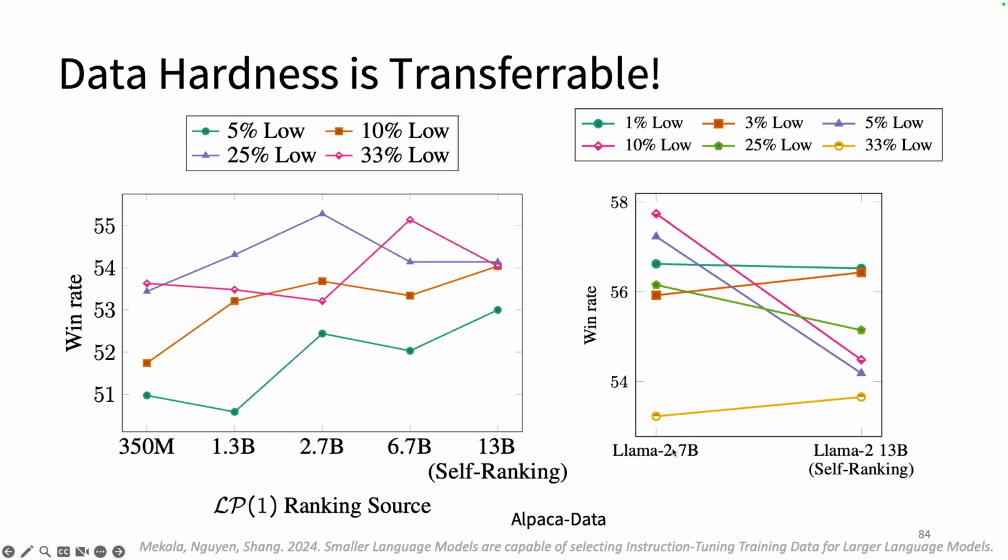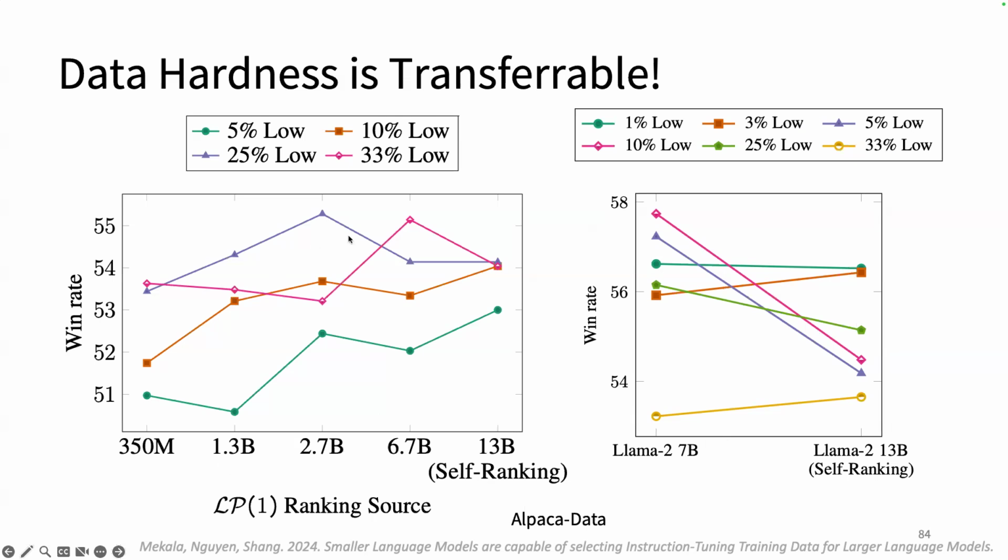And on the right, we use 7B Llama 2 to create training data for Llama 2 13B. And we compare the models trained on data selected by themselves. So for example, here we are comparing the 13B model that is trained on data selected by 13B versus the 13B model trained on data selected by these smaller models.